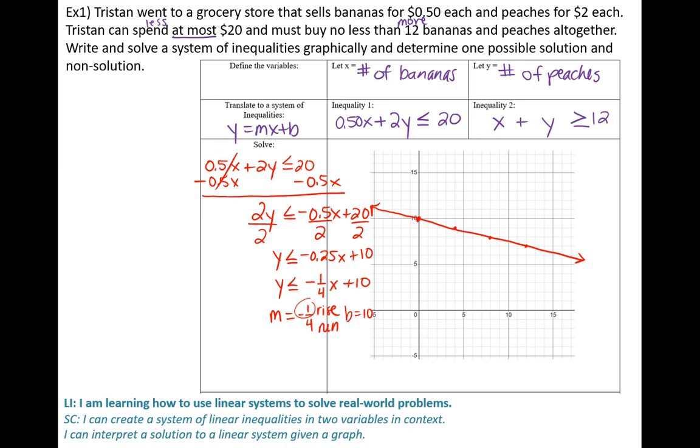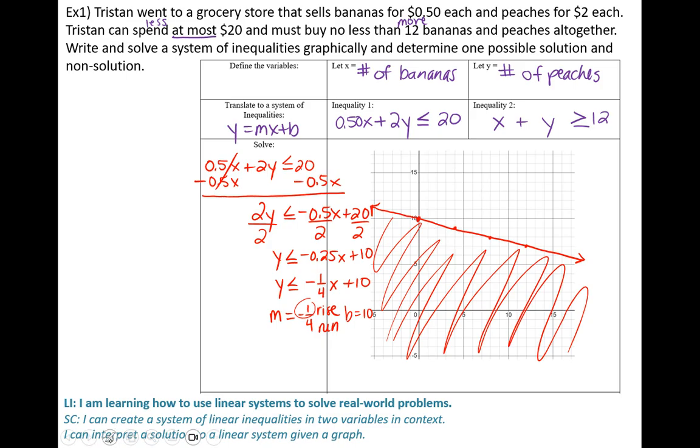There we go. And then we would also need to shade. So here, if I look at that inequality where I left off at the end, y is less than or equal to. So I need the y values to be less than the line. That means I'm shading below, something like that.